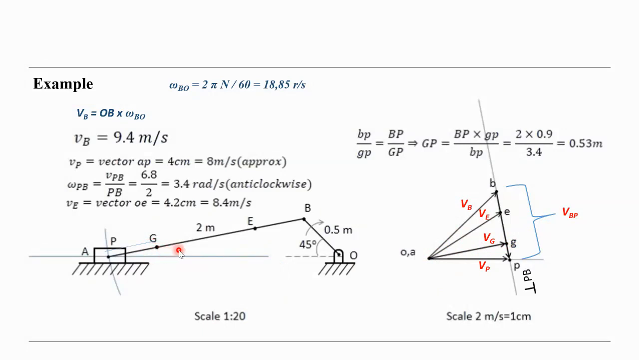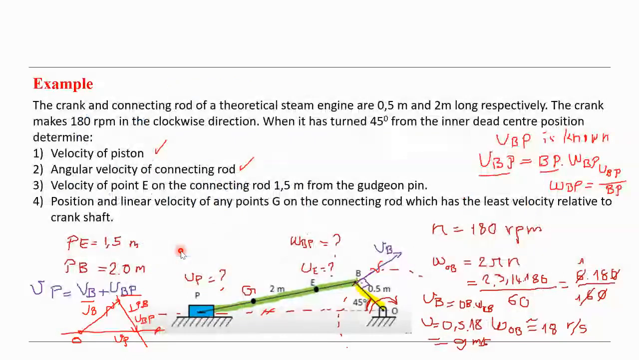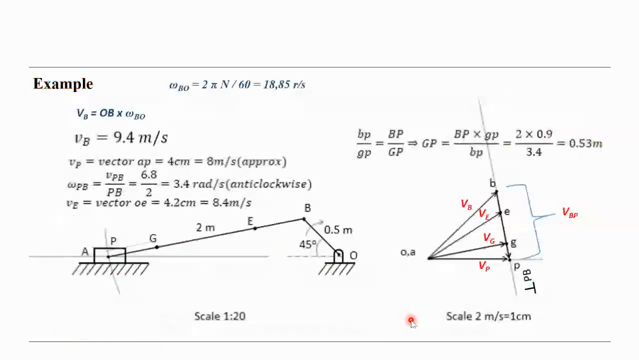We can do the same for the G. What was the question for the G? The position and linear velocity of any point G on the connecting rod which has the least velocity relative to the crankshaft. Velocity relative to the crankshaft means it must be the smallest. So here the velocity VE is equal to VE. Okay, VE we can calculate.